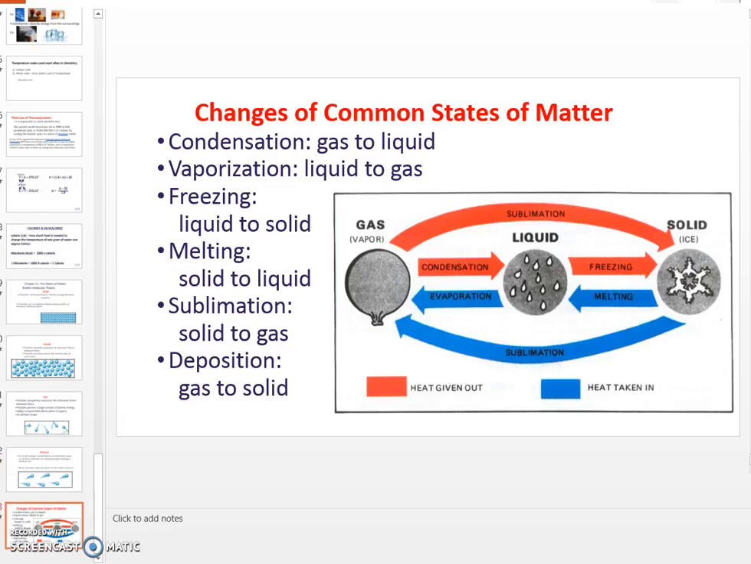All right. Common states of matter, you guys should know this. Condensation, vaporization, freezing. You guys should know this. This is middle school and elementary science, guys. Should know that.